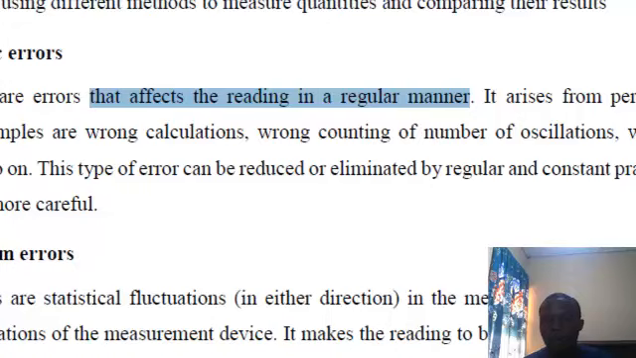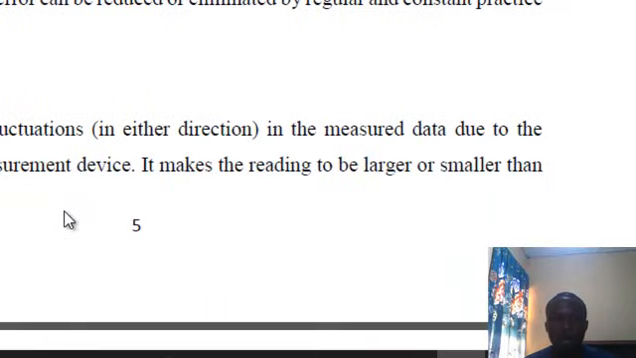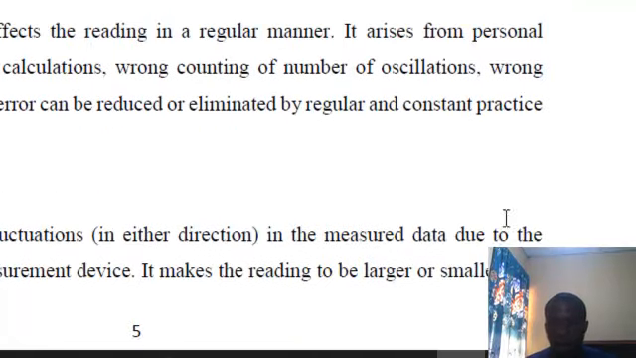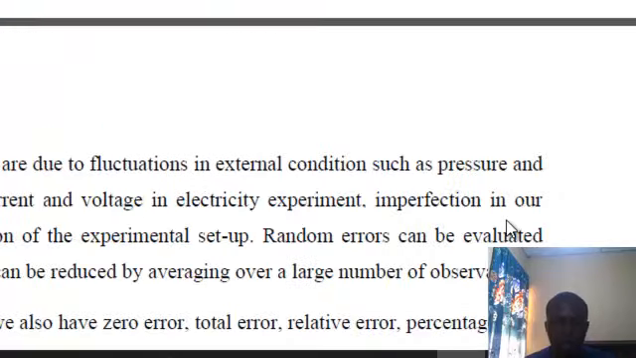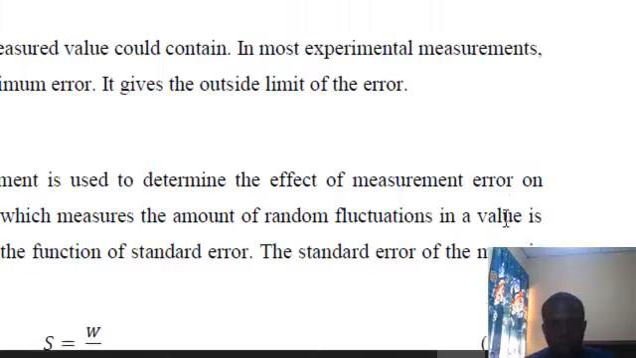And then we have random error. These are errors that occur due to the fluctuation in the measured data due to the precision limitation of the measurement device. So let's just check if we'll be able to see some examples. So this is error estimation.